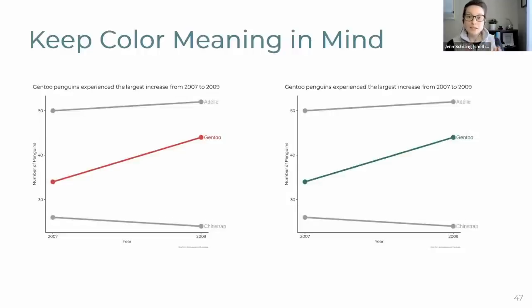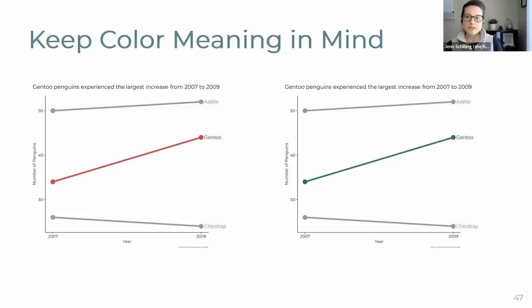So thinking about meaning is also important when you're using color. Some colors already have meaning in American culture, but colors also have different meanings in different cultures too. So it's important to keep these meanings in mind. In US culture, when associated with numbers, red generally implies negative and green generally implies positive.